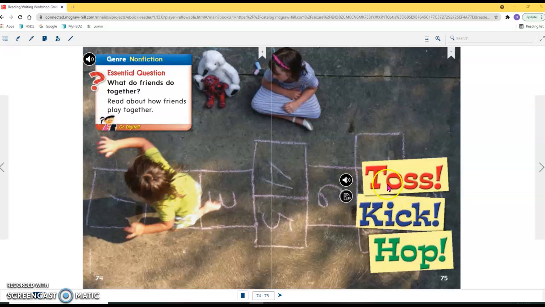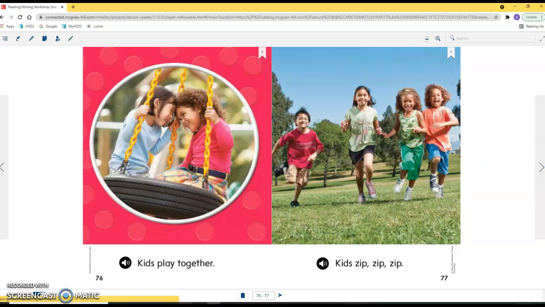Good. So hopefully you said toss, kick, and hop as we went through. So I'm going to read the sentence. Toss, kick, hop, and then think, read. You say toss, you say kick, you say hop. Let's do the next page.